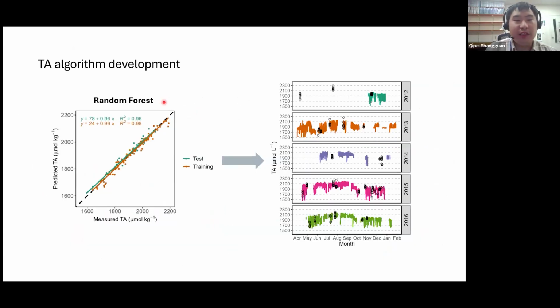This is also true for alkalinity, where we can develop an algorithm. Later on, I tried a machine learning algorithm to predict the alkalinity, and we have a very decent fit between the predicted alkalinity and the measured bottle samples. Then we have high frequency alkalinity throughout multiple years.